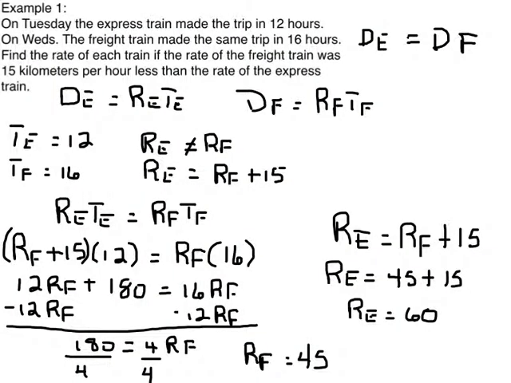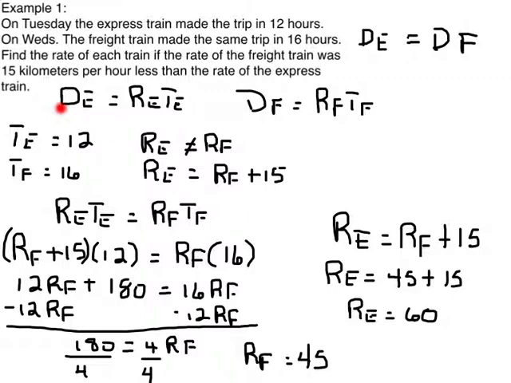The first one. On Tuesday, the express train made the trip in 12 hours. On Wednesday, the freight train made the same trip in 16 hours. Find the rate of each train if the rate of the freight train was 15 kilometers per hour less than the rate of the express train. So first, we've got the express train and the freight train. Those are our variables. And the distance of the express and the distance of the freight are going to be the same distance because it's the same trip.